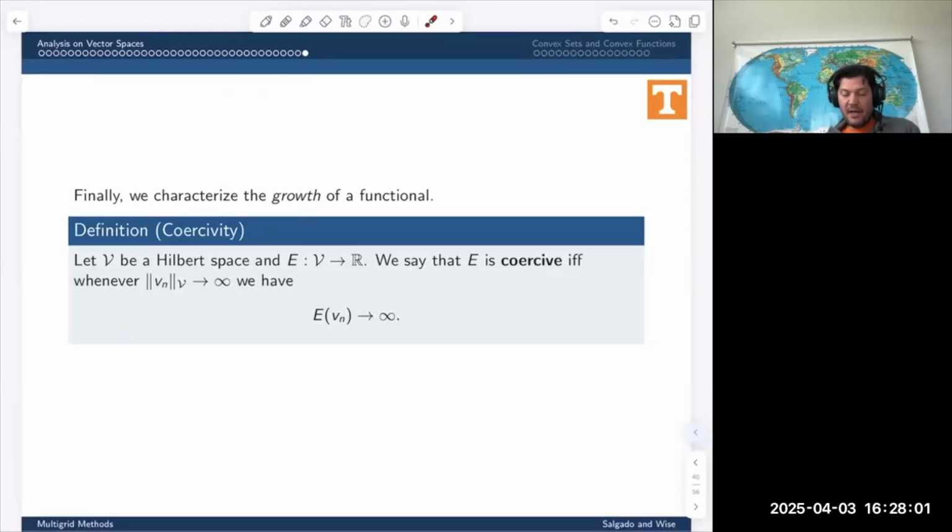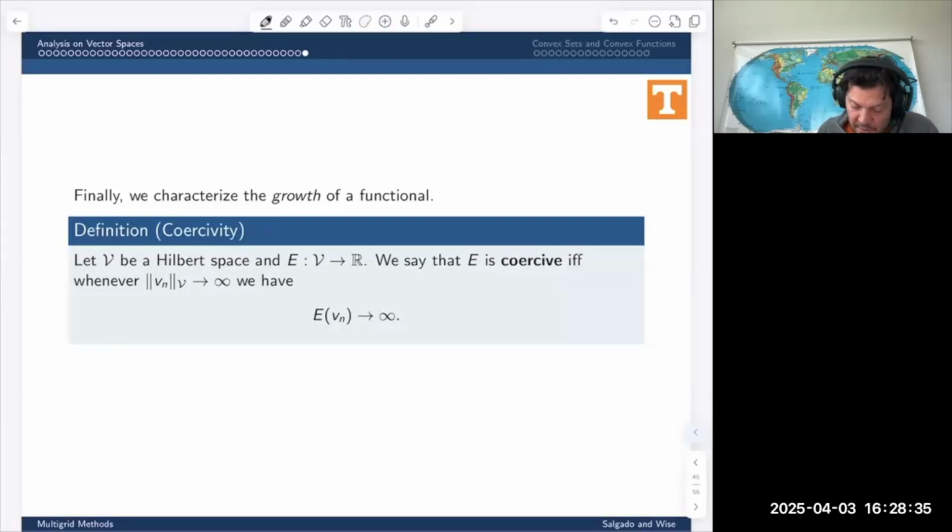We need to oftentimes characterize the growth of a function. And so we have this notion of what's called coercivity. So a nonlinear functional is called coercive if and only if whenever Vn is a sequence that converges in the Hilbert space norm to infinity, then E(Vn) has to also converge to infinity. So let me give you an example of a functional which is coercive and one which is not coercive.